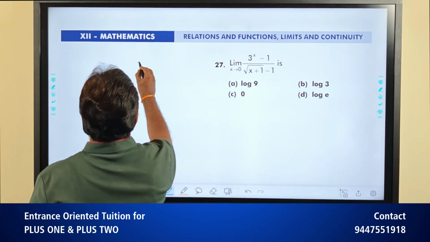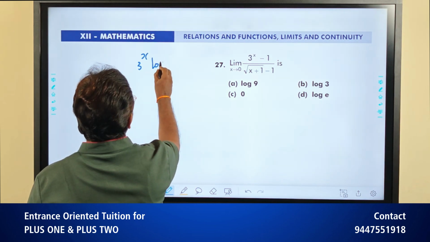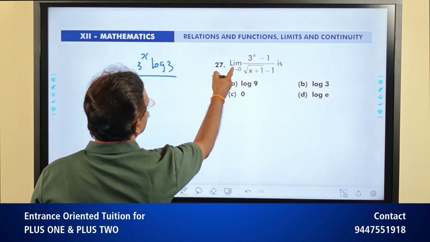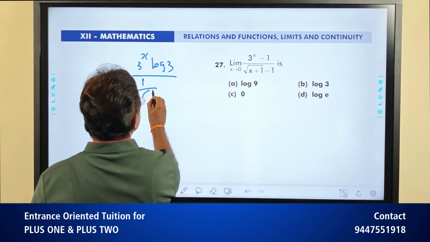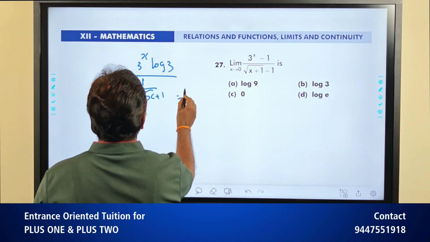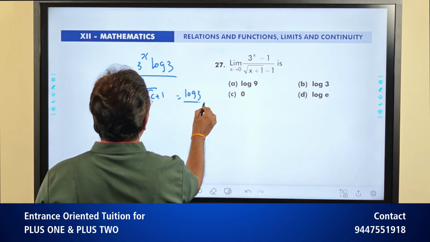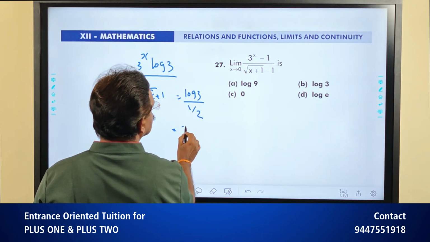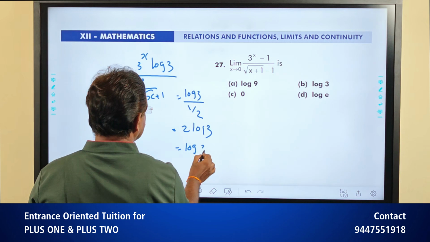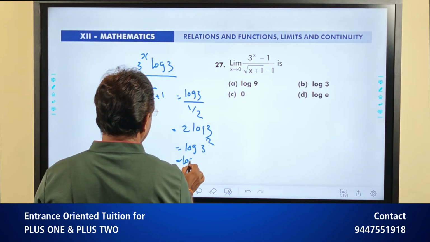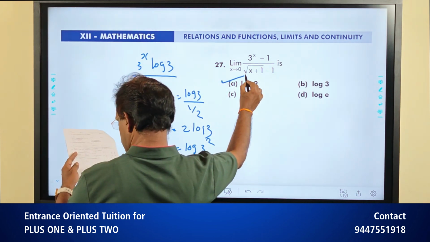We are getting 3 raised to x log 3 as the derivative, divided by the derivative of root x plus 1, which is 1 by 2 root x plus 1. When you put x equal to 0 there, you are getting log 3 divided by 1 by 2, which is equal to 2 log 3, or otherwise log 3 square, which is equal to log 9. Okay, which is going to be choice A.